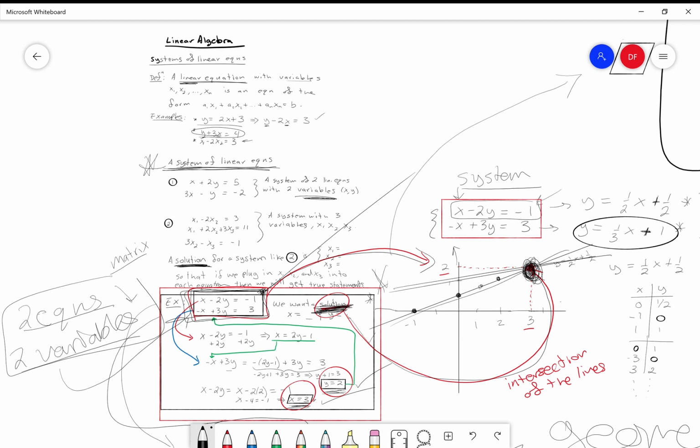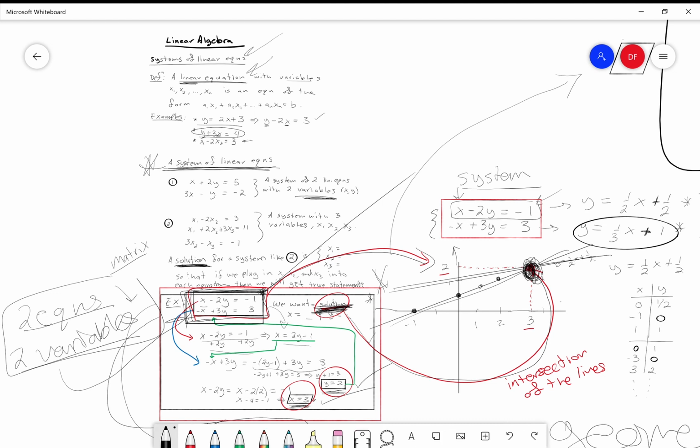Hello everyone. So in the last video we learned about linear equations, what a system of linear equations is. We saw an example with a system with two equations and two variables, and we showed how to solve it just by plugging in with the equations. And we saw what it means geometrically for a system of two linear equations with two variables to have a solution, which is an intersection.